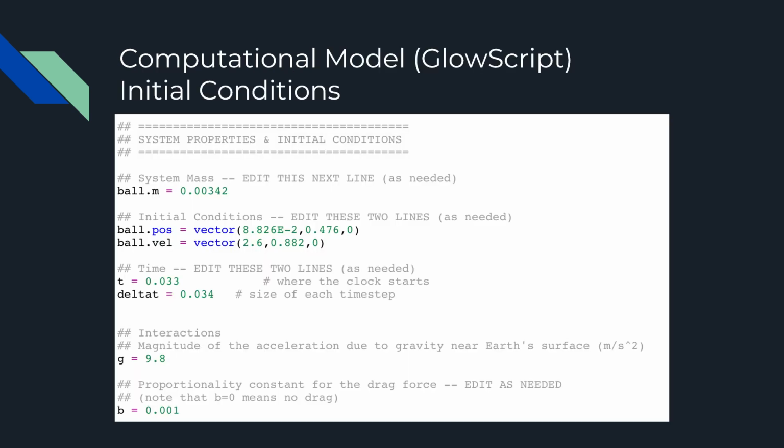This is the code that went into GlowScript for the initial conditions. As we can see, the mass of the ball, the initial position and the initial velocity, the starting time, and delta t, as well as the force of gravity and the drag coefficient that we calculated to be 0.001.